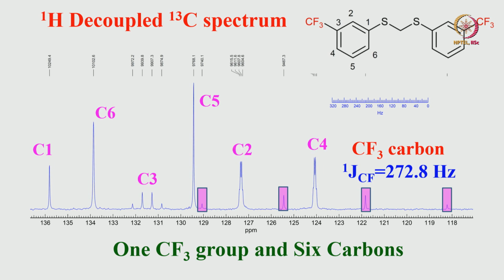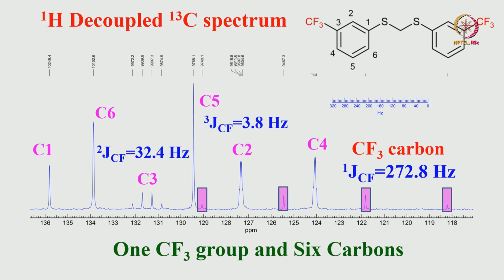And of course, C2 and C4, both of them are separated by 3 bonds away, 2 bond coupling is there, and they are again quartets. Each of them is expanded here. You can see that if you see 4 peaks here, 4 peaks here, 1, 3, 3, 1 quartet.